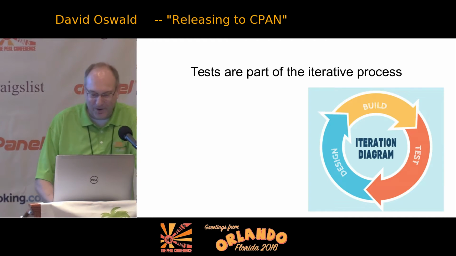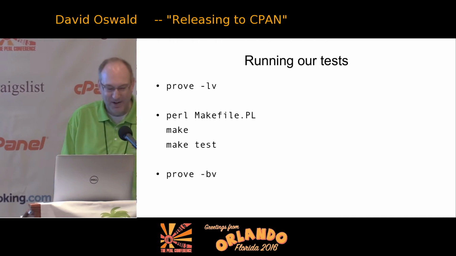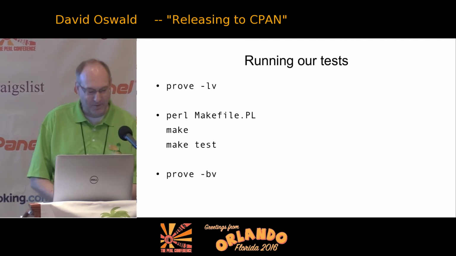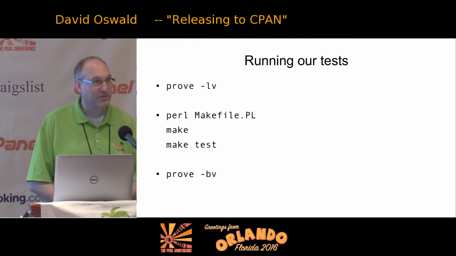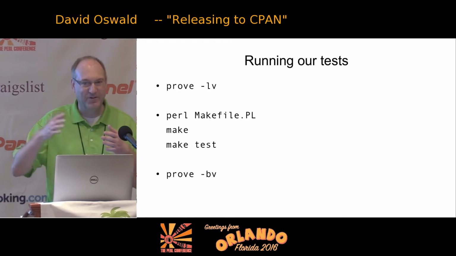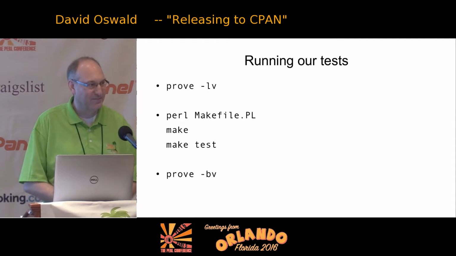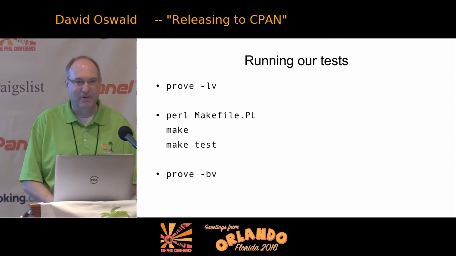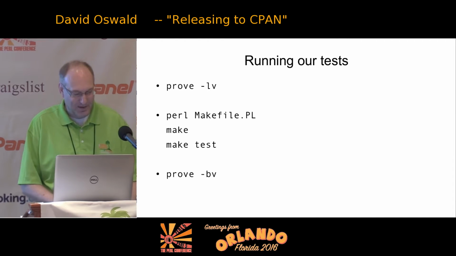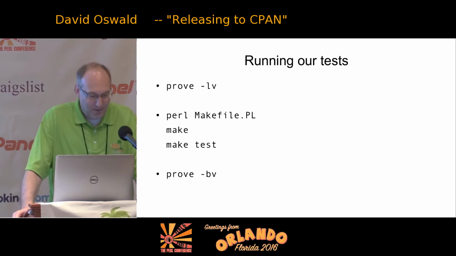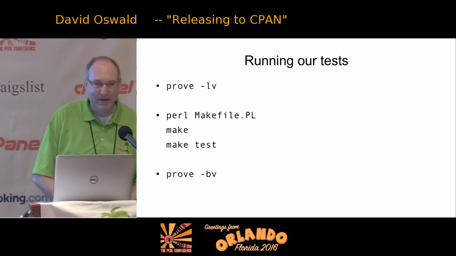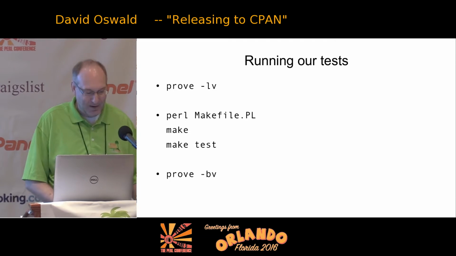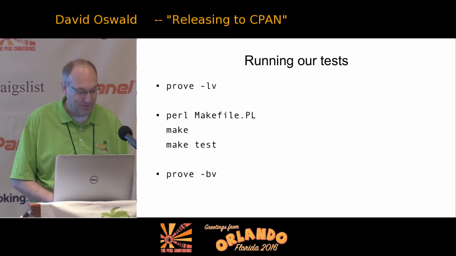Tests are part of the iterative process, so how do we run our tests? As you're developing your code, you can run your tests by typing prove -lv. -l means to use the local lib, whatever the lib is under your current working directory. And v means I want verbose output from my tests. Or you can run your makefile and then type make and make test. When you make test, it'll run the tests also, but in a less verbose mode.